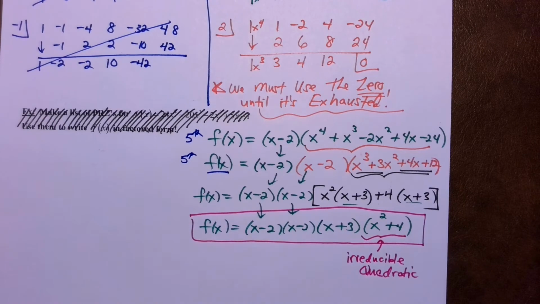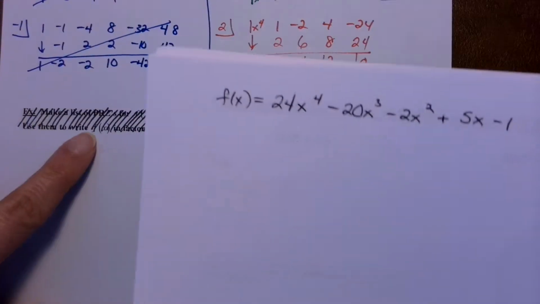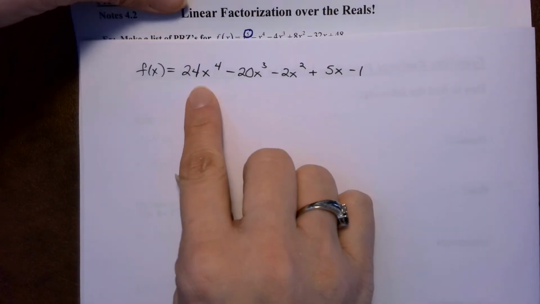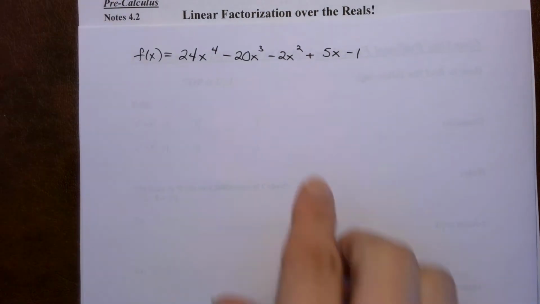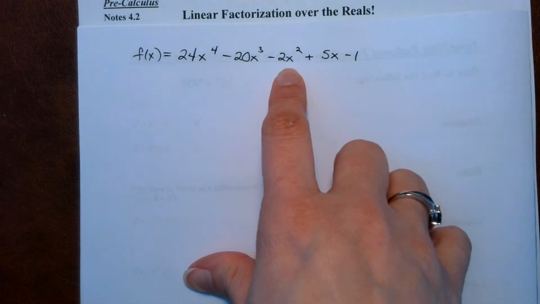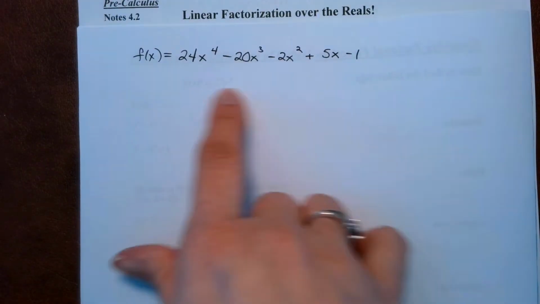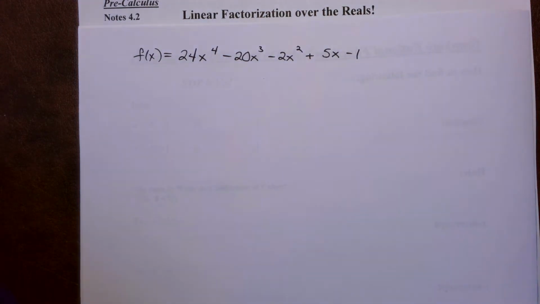Okay, let's go to the back of your packet. Let's go to page 84. It's a big blank page, and we're going to do that problem that we crossed off way back here. Okay, so here's the problem: 2x to the 4th minus 20x cubed minus 2x squared plus 5x minus 1. We're going to get this factored over the reals, so we're going to start with some PRZs.